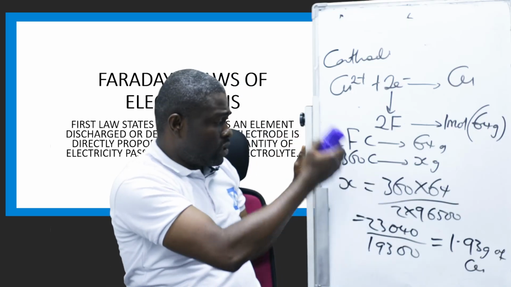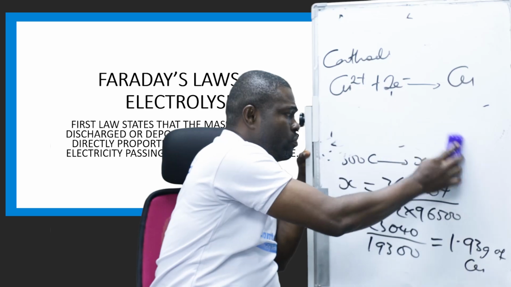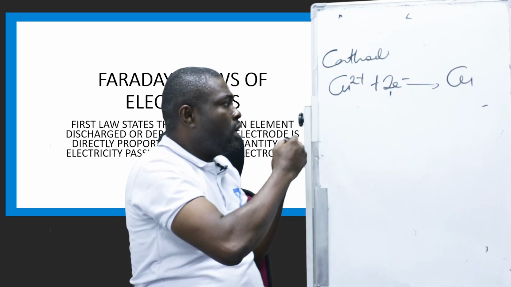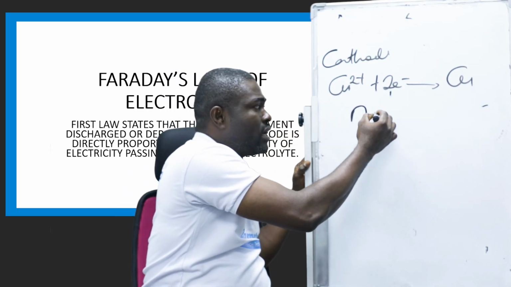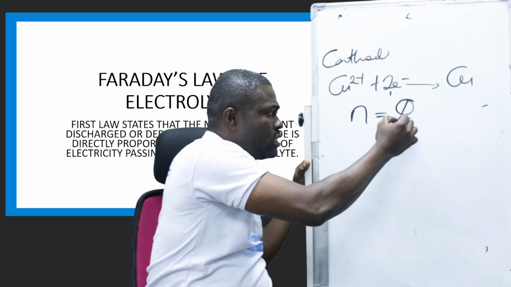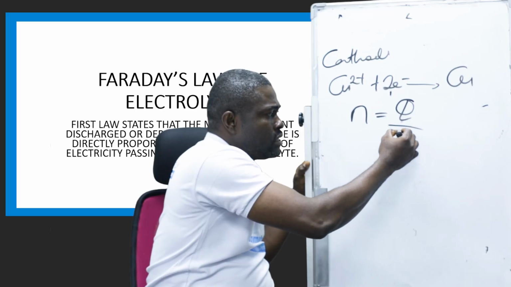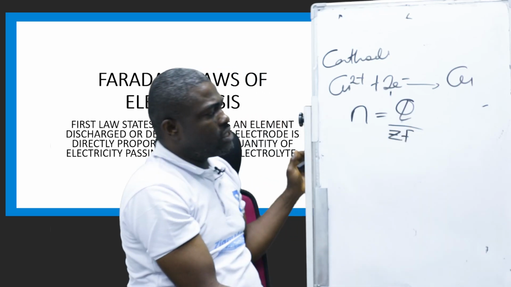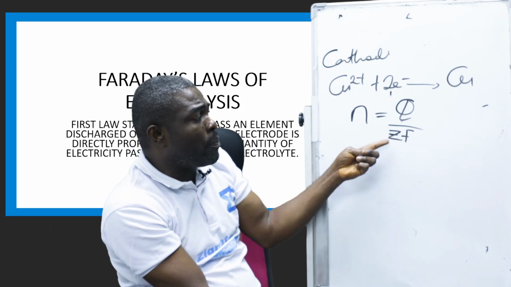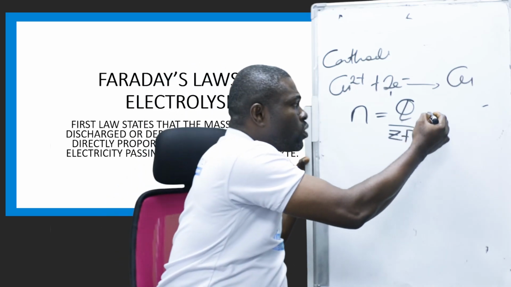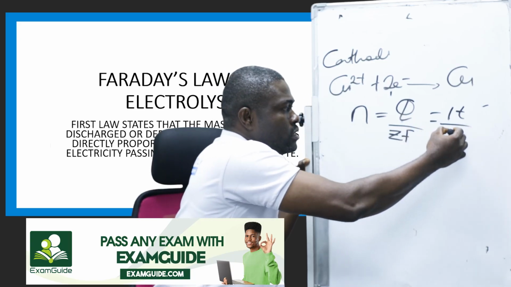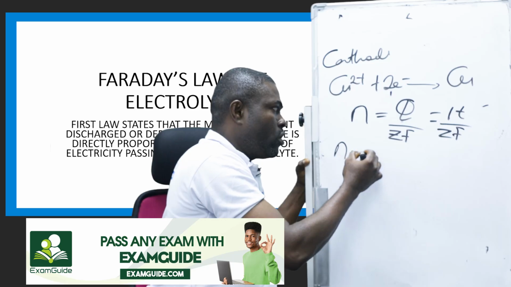So let's calculate the mole. Take note of this. How do we calculate the mole first? There is a formula I will give you. The formula is that the mole is calculated using IT, the quantity, all over ZF. This time around, the Z here is not electrochemical equivalent. It's a symbol we are using to describe the number of Faraday that is involved. So mole is equal to, what is Q? Q is IT over ZF.